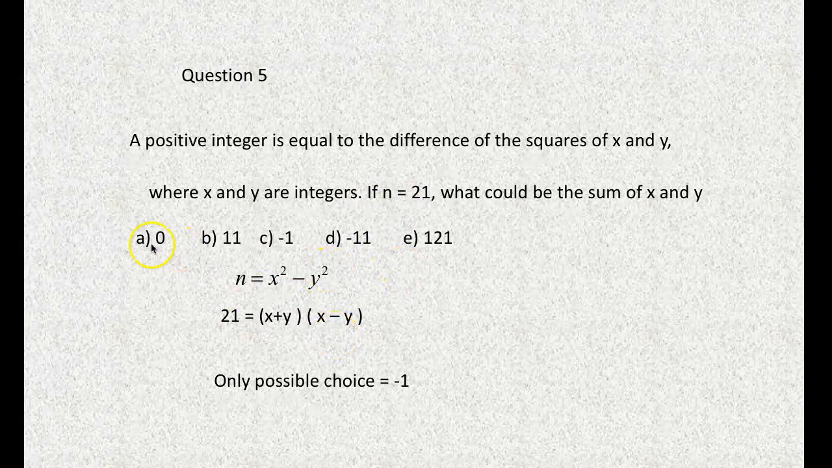Looking at the possible choices, it cannot be 0, it cannot be 11 since 21 is not divisible by 11. It could be minus 1. Again, it could not be minus 11 and 121 does not go in 21. 21 is not divisible by 121. So the only possible choice is for x plus y would be minus 1.